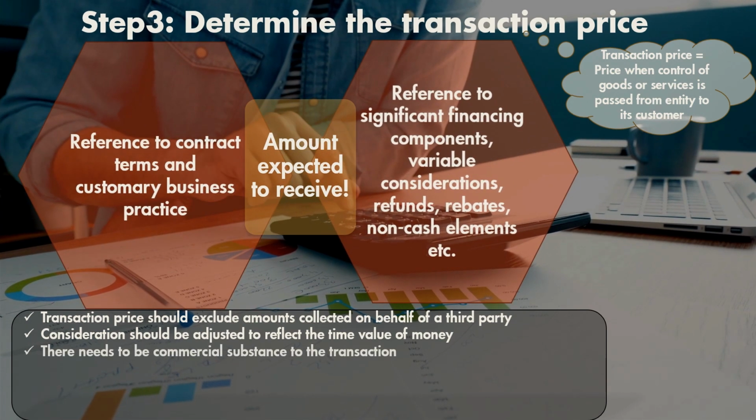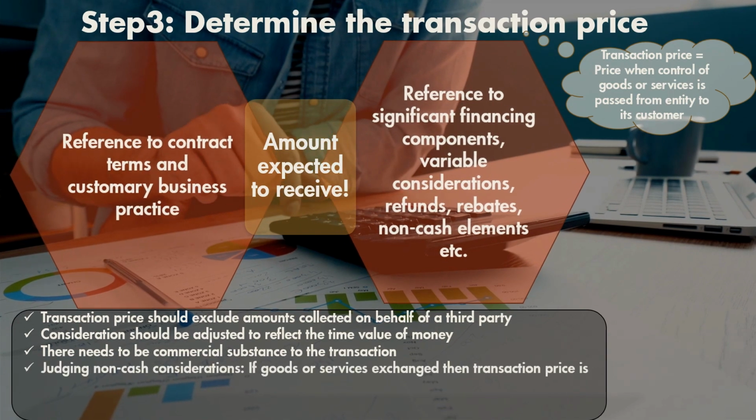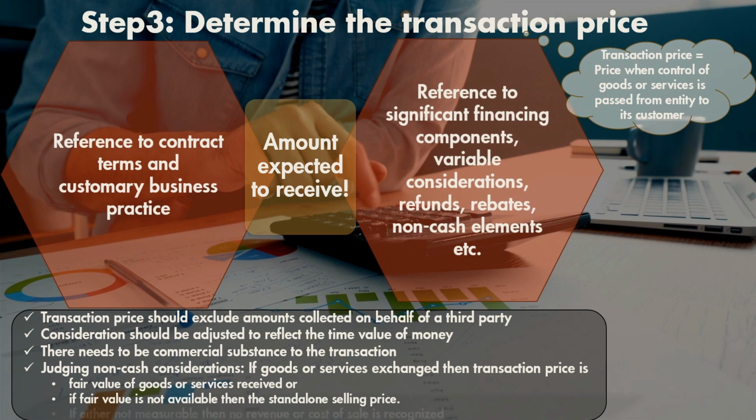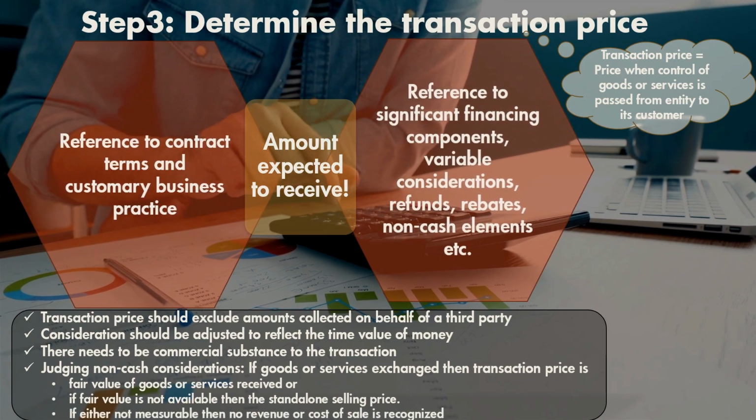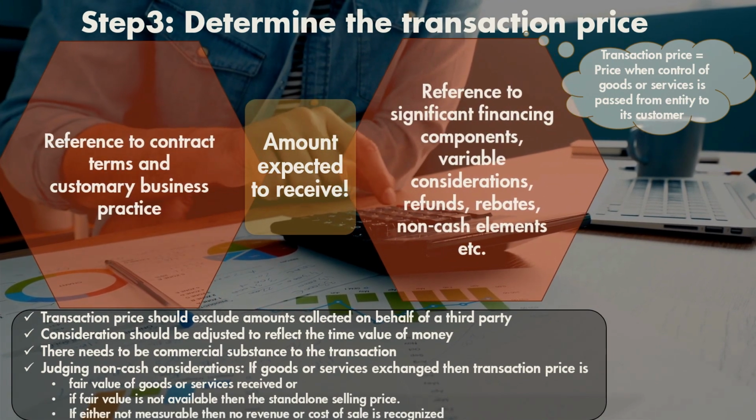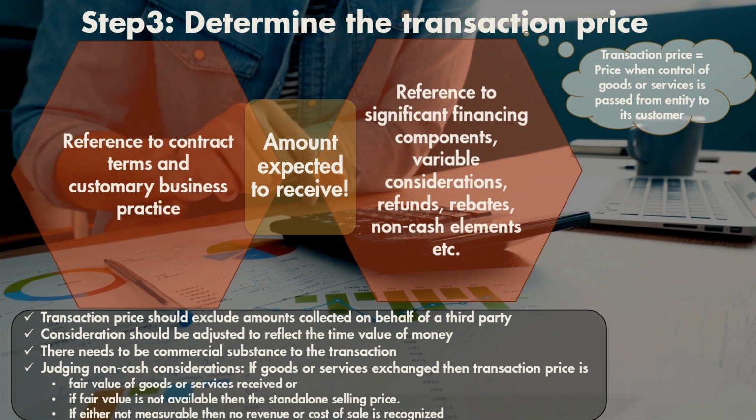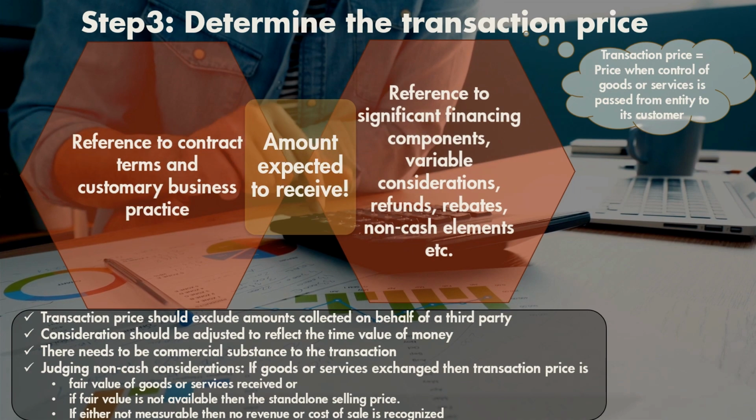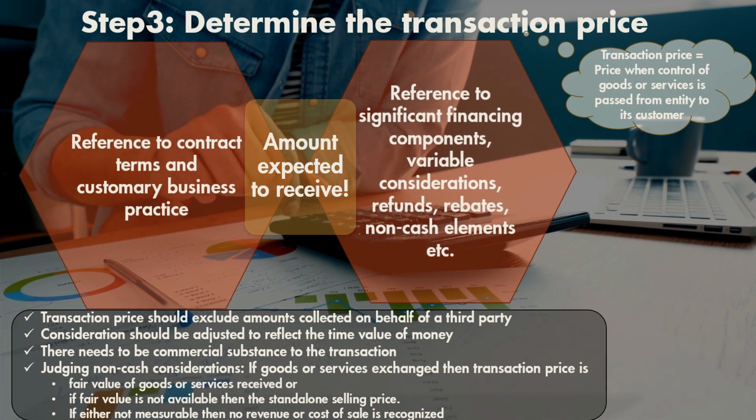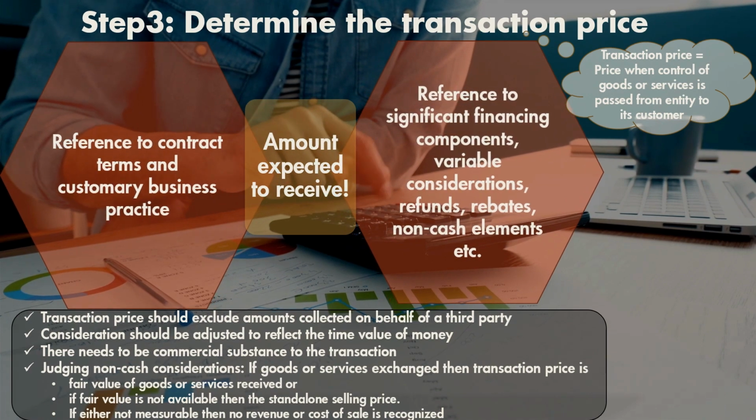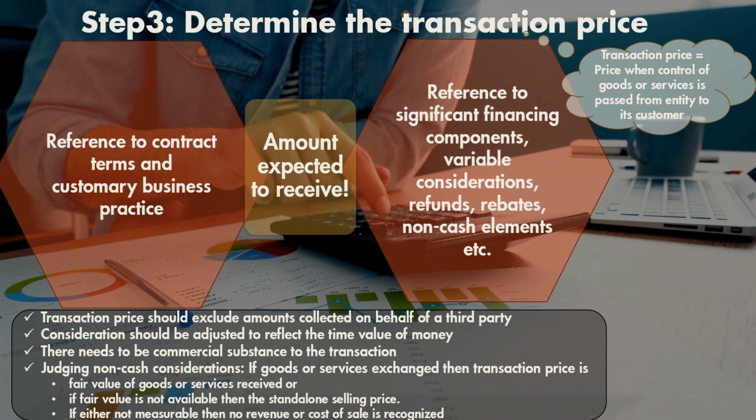There should be a commercial substance to the transaction. Entities may swap assets instead of paying for a good or service. In order for this to be within the scope of IFRS 15, there needs to be commercial substance to the transaction. The transaction price should ideally be based on the fair value of goods or services received, but if that cannot be reliably measured, the standalone selling price is used.